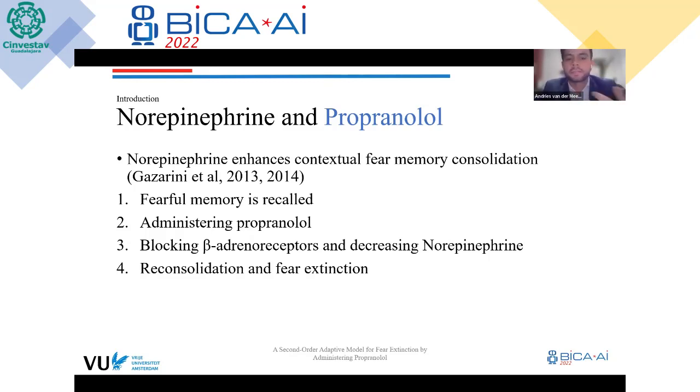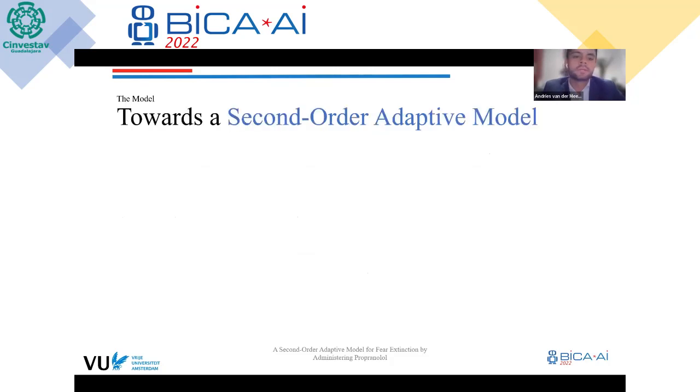So first, in this treatment, the fearful memory is recalled. Recall the person that went to the tarantula and got completely freaked out. Then propranolol is administered to the patient, which blocks the beta adrenoreceptors and decreases norepinephrine. And that leads to the reconsolidation of the fear memory and to fear extinction. So let's move on to the model.